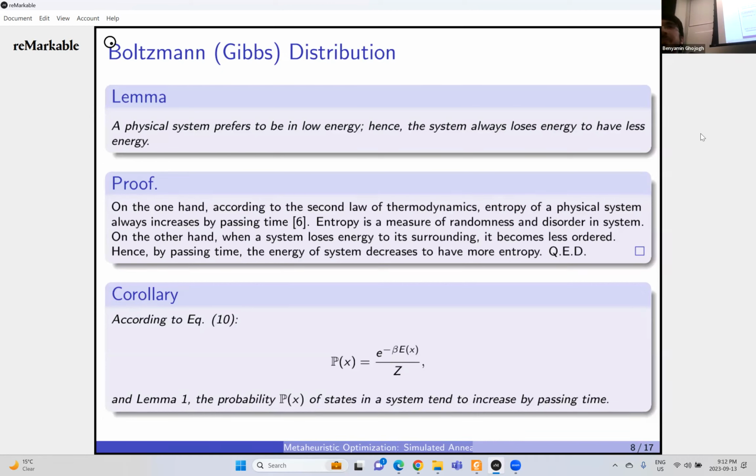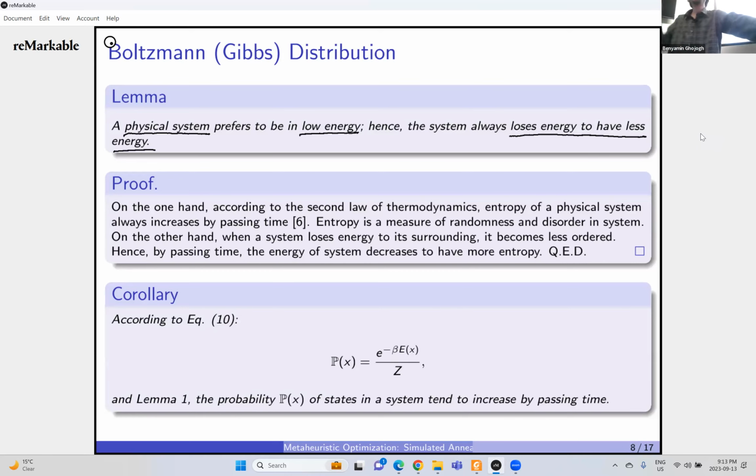Guys, a physical system. I assume that you enjoy this because you're mostly mechanical engineers, right? Mechatronics engineers. So I think I love this. You love this. A physical system prefers to be in low energy. Hence, the system always loses energy to have less energy. Do you agree? What I'm telling you justifies why simulated annealing works. A physical system prefers to be in low energy. Hence, the system always loses energy to have less energy.